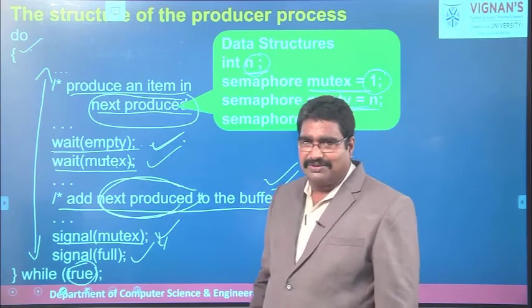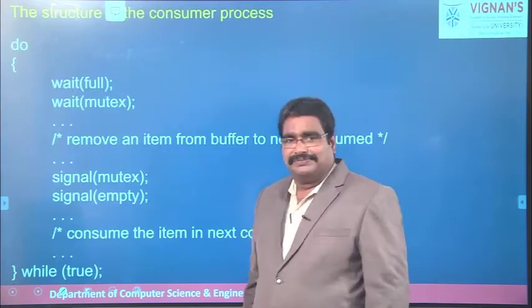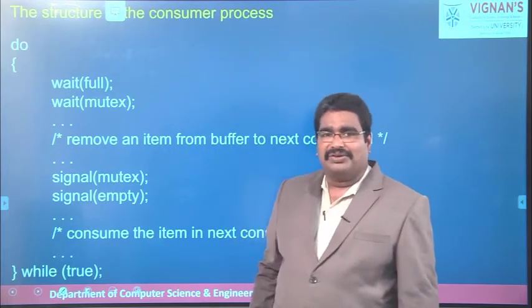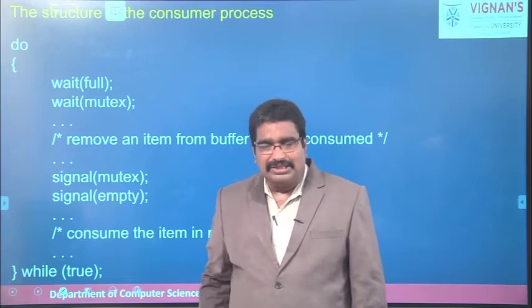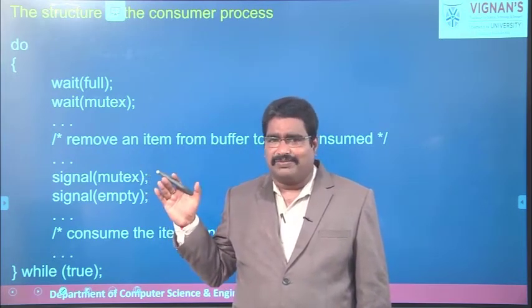Now we try to discuss what code is required for the consumer process. Now we try to discuss the structure of the consumer process. We already know the role of the consumer process. The consumer process first needs to verify whether free space is available or not.